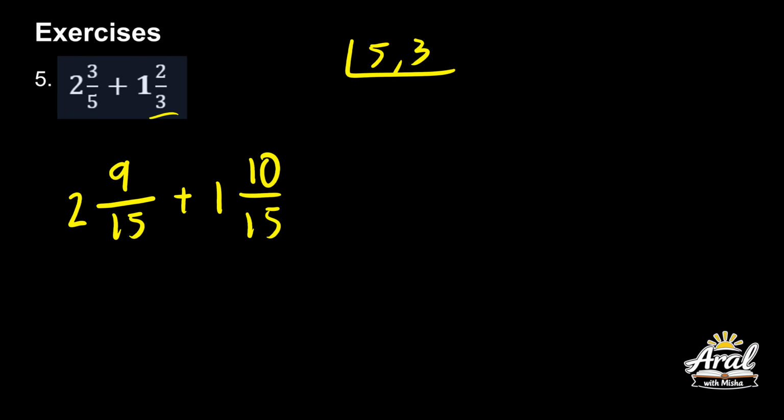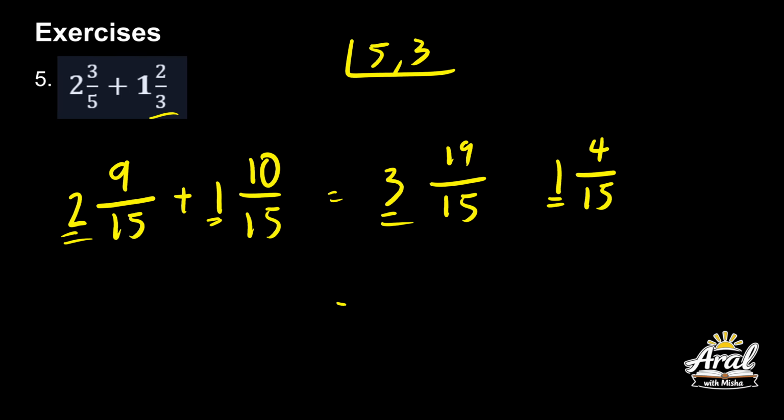So, ang sagot mo dyan is 2 plus 1 is 3. Okay? 10 plus 9 is 19 over 15. So, 19 over 15 is improper fraction. 19 over 15 is actually 1 and 4/15. So, you need to combine the whole number. Add mo lang. 3 plus 1 is 4. 4 and 4 over 15. So, this is your final answer. Okay? Simplified naman yun. Lowest, simplest form yung 4 over 15. So, 4 and 4 over 15. This is your final answer.